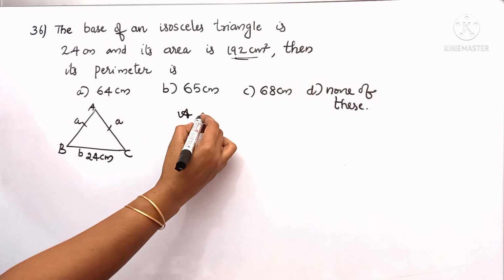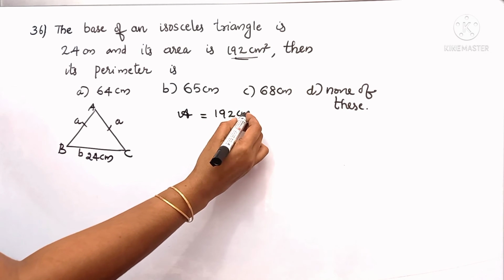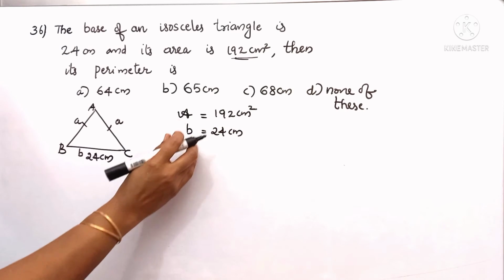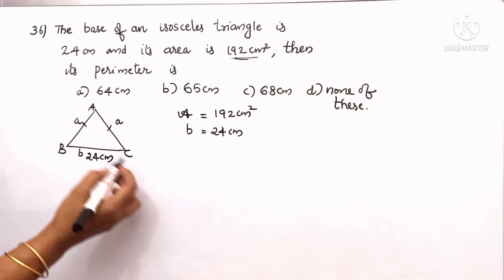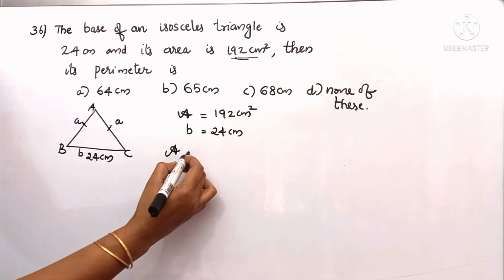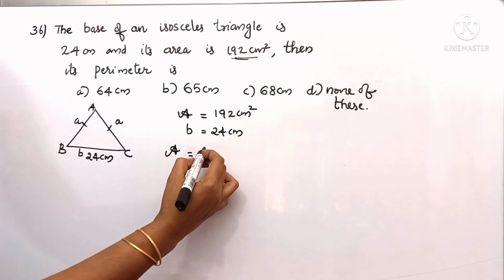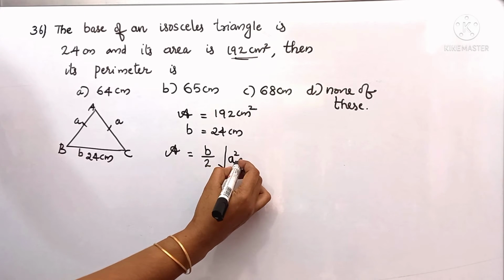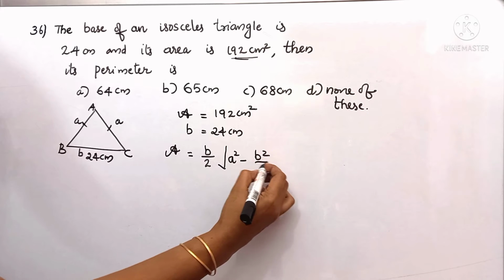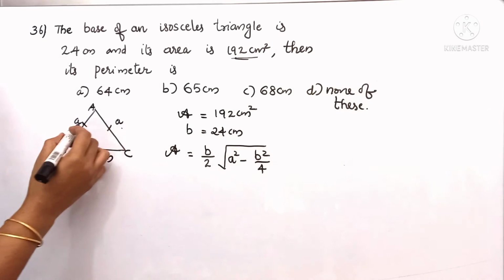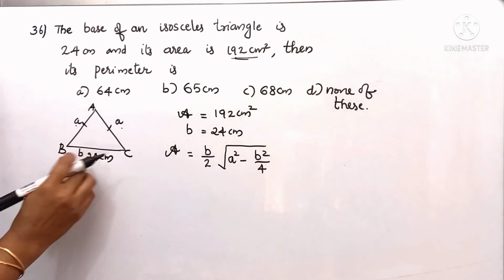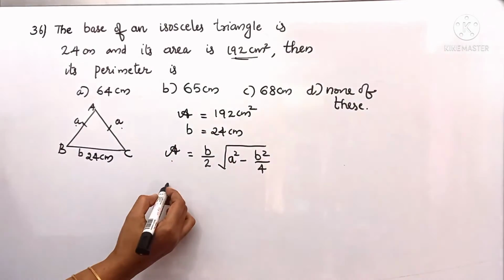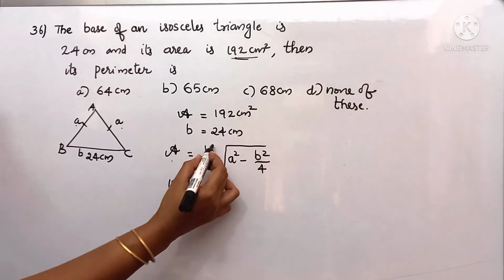For that we need to find a, and here the area is given. So we can write down the given things. Area is equal to 192 centimeter square and base is given as 24 centimeter. By using this base and area, we have to find these two equal sides. We know the area of an isosceles triangle is equal to b by 2, base divided by 2, into square root of a square minus b square by 4. Here a is the equal side and b is the base. We can just substitute: instead of area, 192.